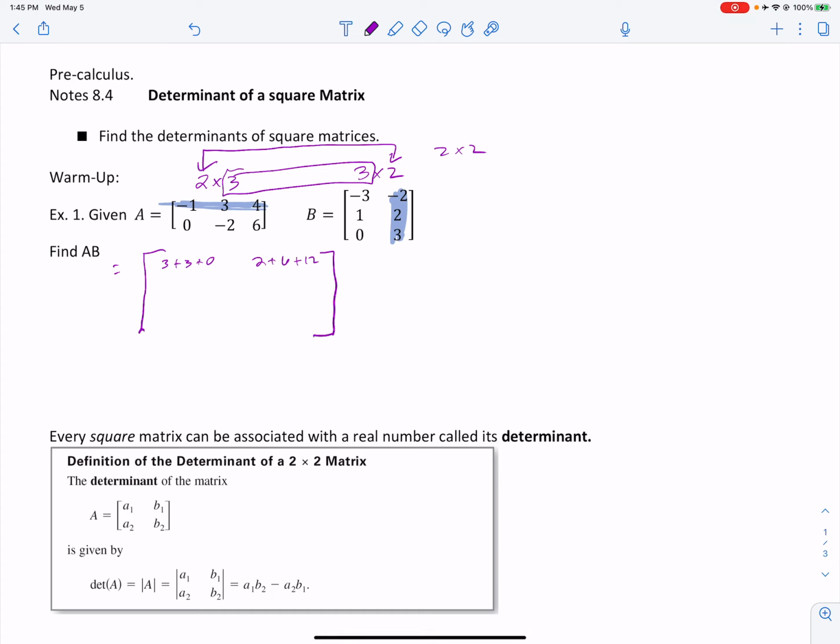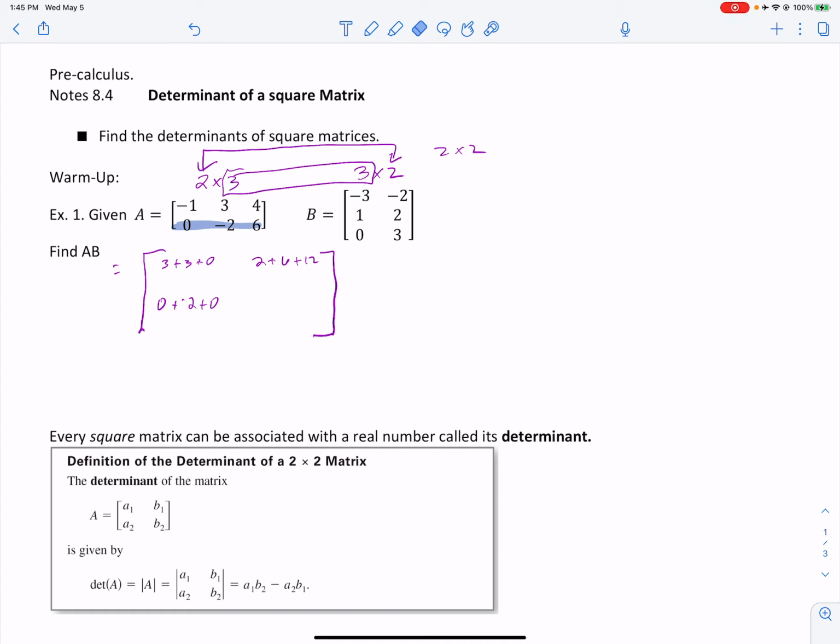We've run out of columns, so now we are going to go back and switch the row on the first matrix and go back to the first column on the second and multiply corresponding elements. 0 times -3 is 0. -2 times 1 is -2. And 6 times 0 is 0.